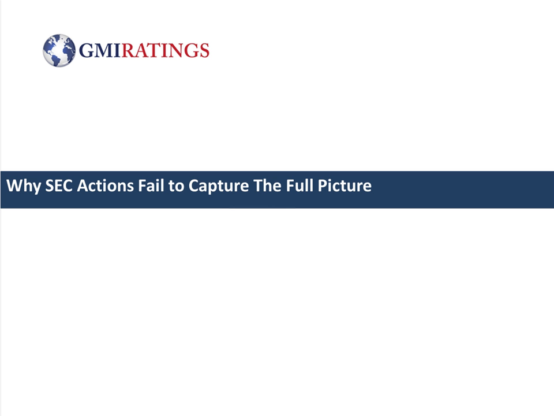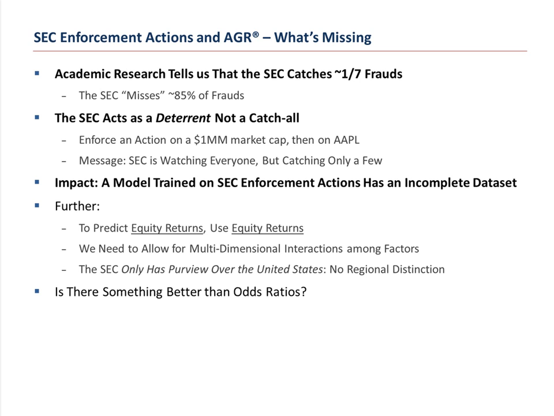So now let's talk about why SEC actions and a fraud model fail to capture the full picture relative to stock returns. It makes sense that if you have a model that can predict fraud, that you would have a model which can predict at the very least cataclysmic stock returns, that is, the Enrons and Tycos of the world.